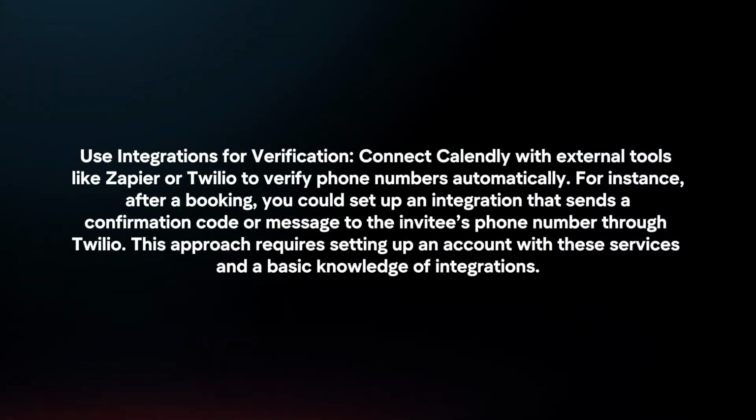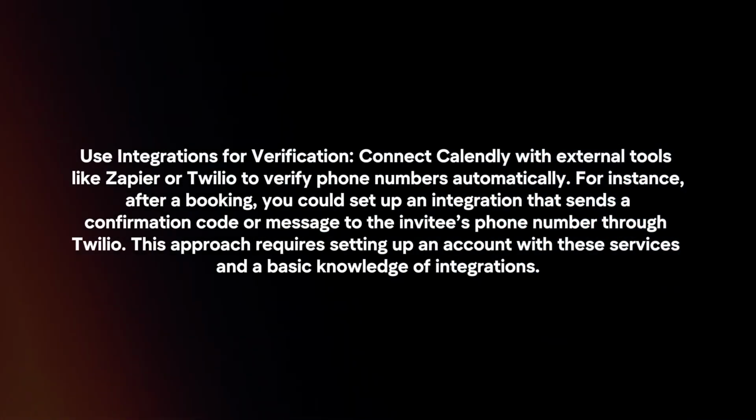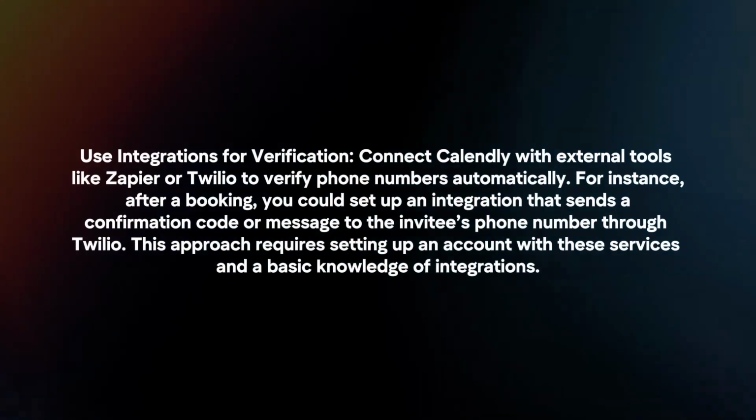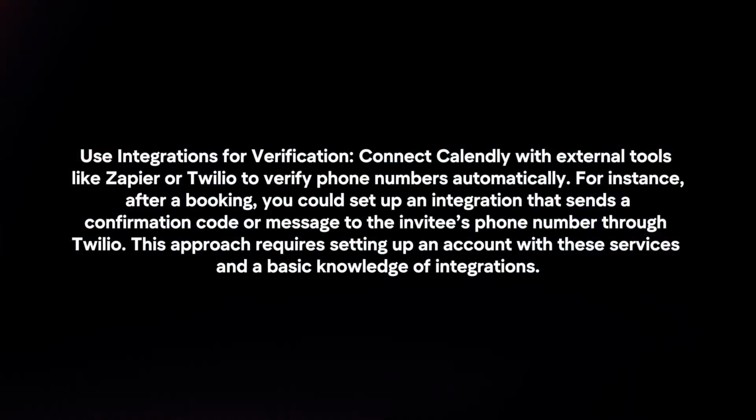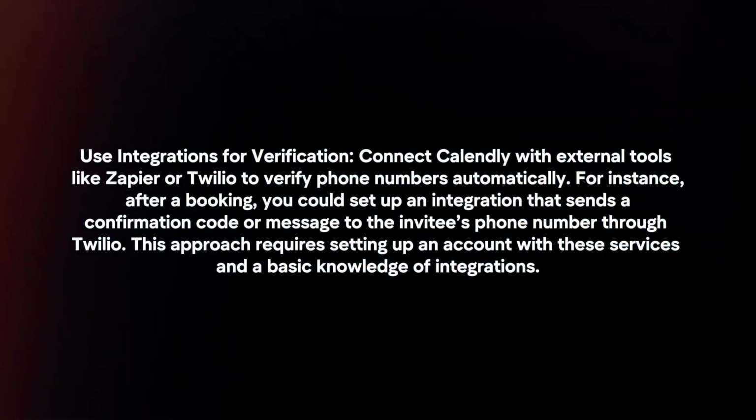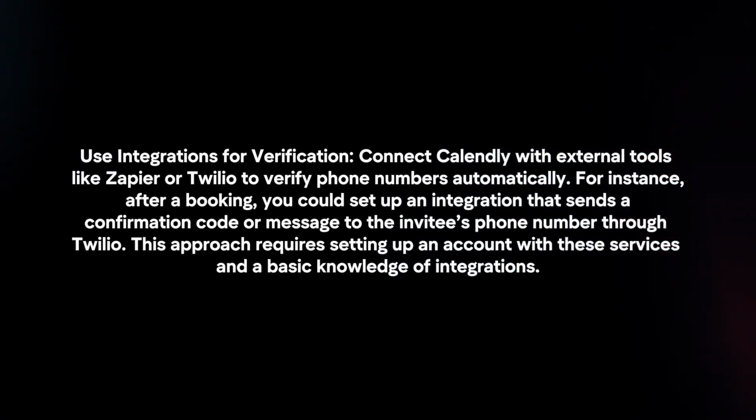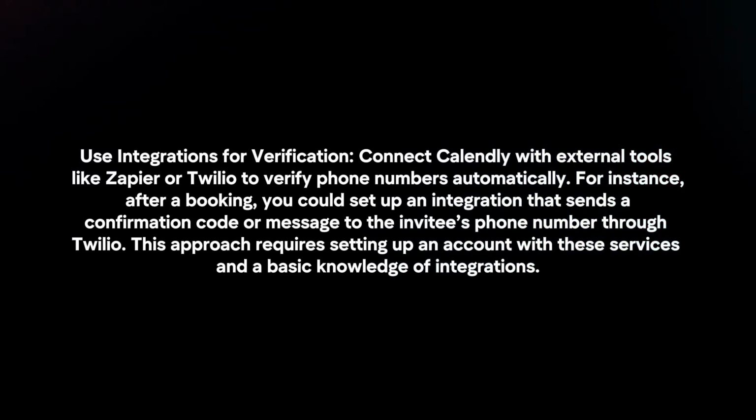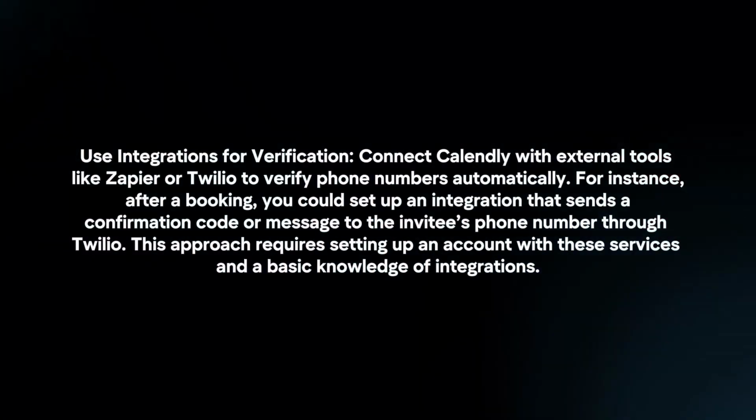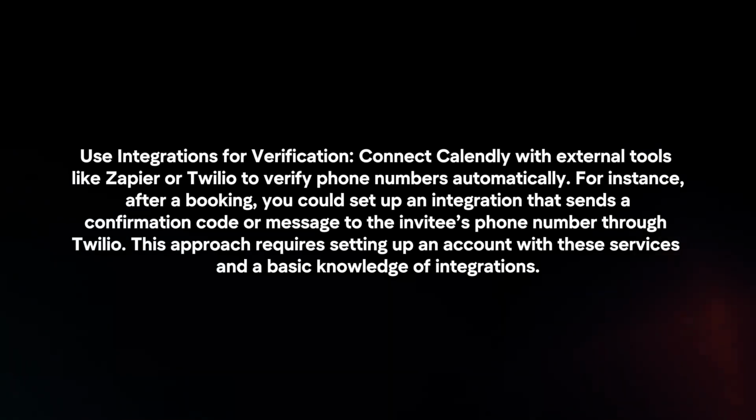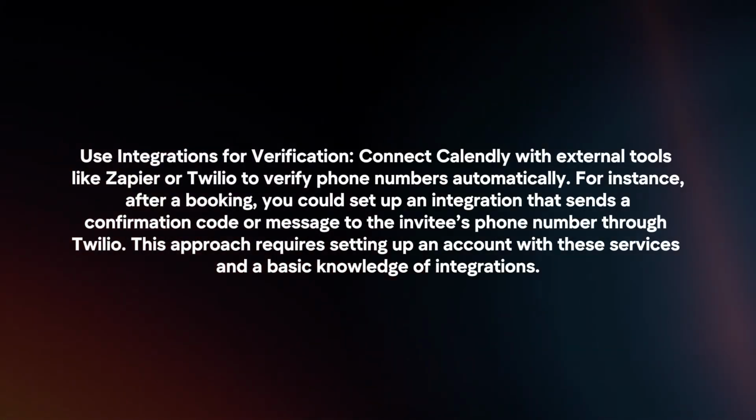Use integrations for verification. Connect Calendly with external tools like Zapier or Twilio to verify phone numbers automatically. For instance, after a booking, you could set up an integration that sends a confirmation code or message to the invitee's phone number through Twilio. This approach requires setting up an account with these services and the basic knowledge of integrations.